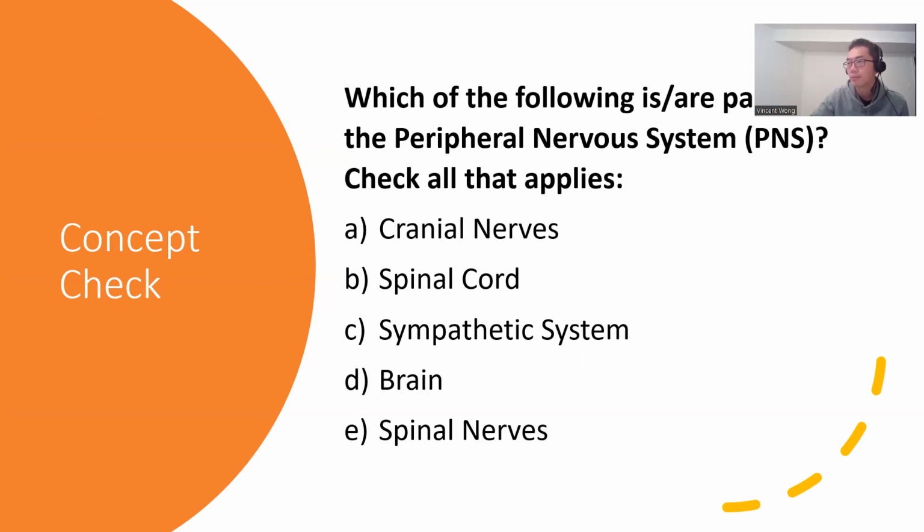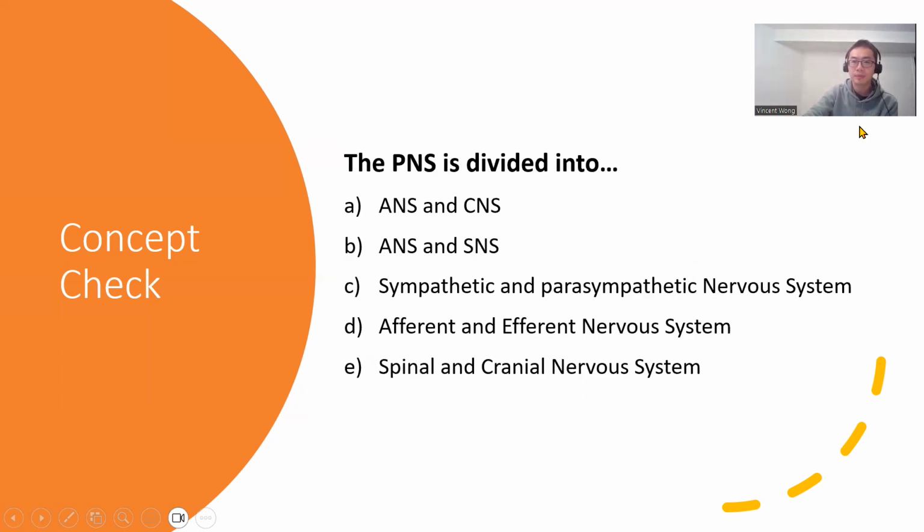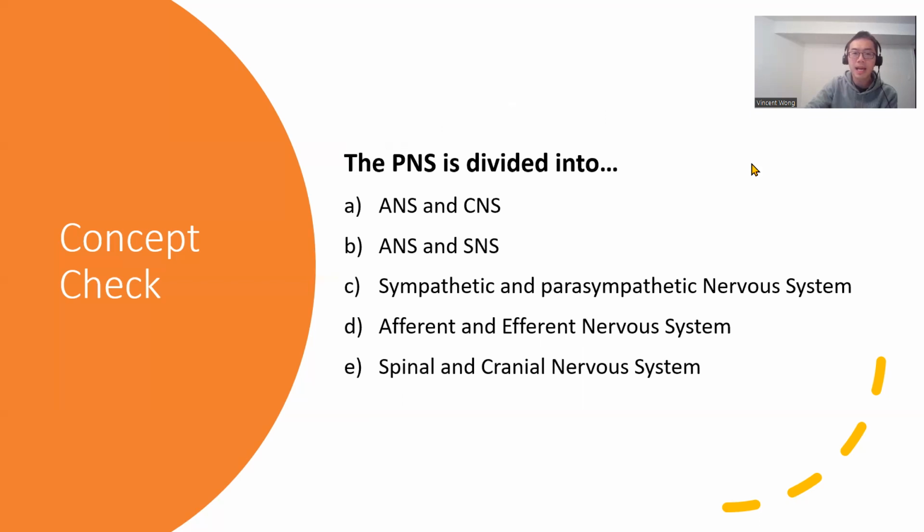Okay, very good. Basically, anything that's not the brain or spinal cord would be part of the PNS, right? Actually, most of you got it right, so I don't have to explain. Just no brain, no spinal cord. You're good to go. All right, next one. The PNS is divided into. Let's do that one more time. What do you think?